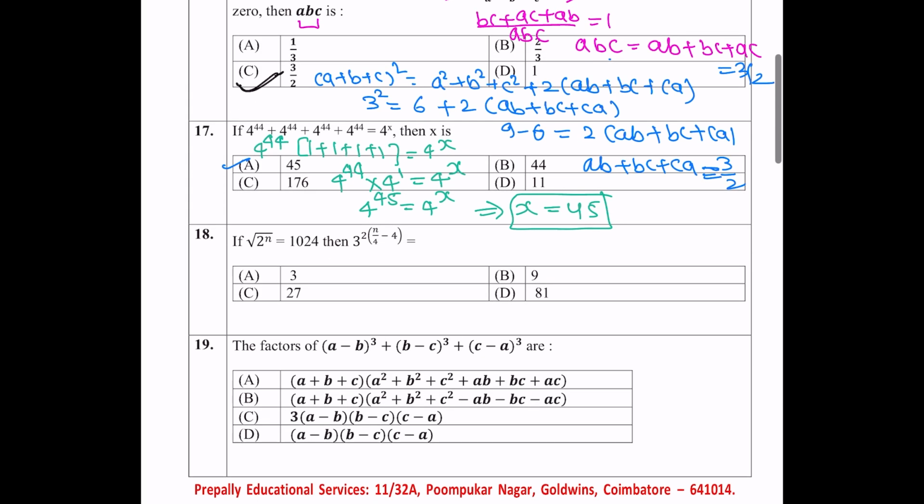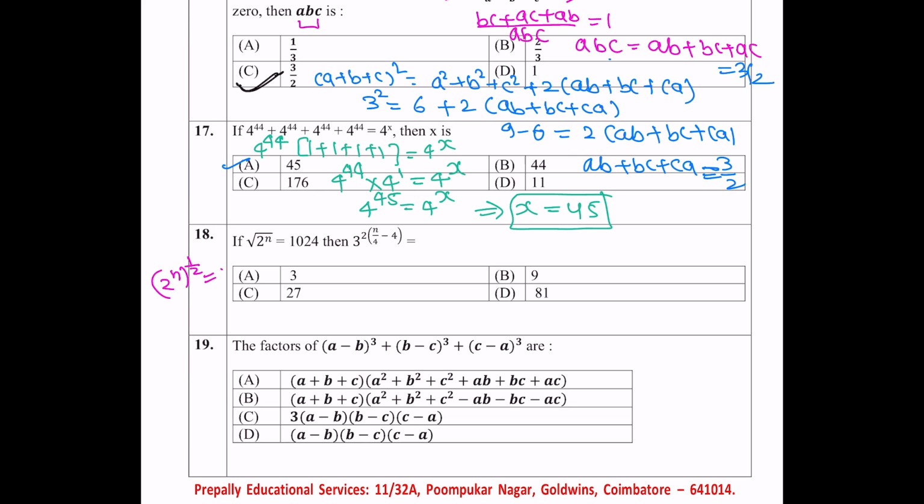Now here in the question number 18, this is the exponent related questions. So here we can write a square root of 2 raised to the power n. This thing we can write as 2 raised to the power n whole raised to the power 1 by 2, because the square root of the 4 we can write as 4 raised to the power 1 by 2. So in this way we can represent this thing also. Now this value is equal to 1024.